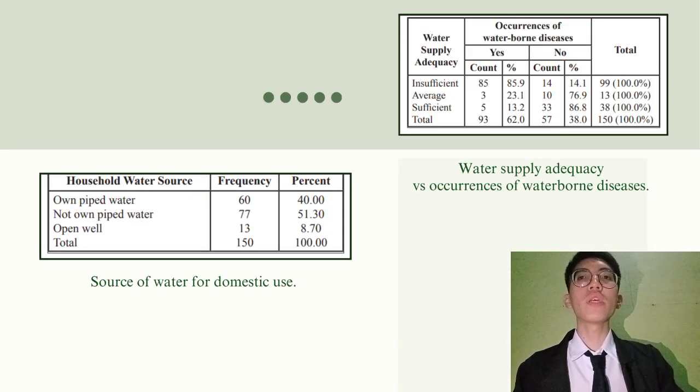Water supply adequacy versus waterborne diseases. It presents a table showing the relationship between water supply adequacy and the occurrence of waterborne diseases. It compares the number of cases where water supply was insufficient, average, or sufficient to the corresponding number of waterborne disease cases. This helps to understand if there's a link between water supply and health issues.